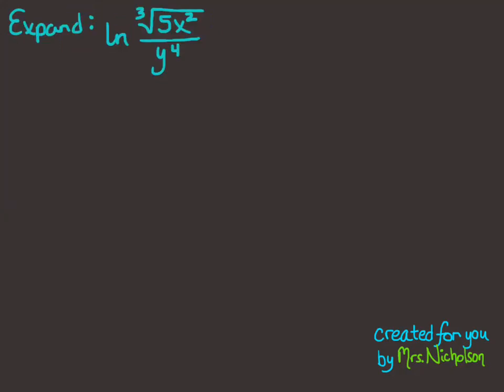Let's look at another example of expanding. Sorry about that. Here we go. We've got the natural log of the cube root of 5x squared divided by y to the fourth. So again, let's do that quotient property first. I'm going to rewrite this as the natural log of the cube root of 5x squared minus the natural log of y to the fourth.